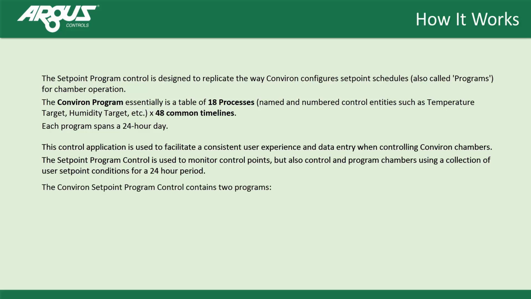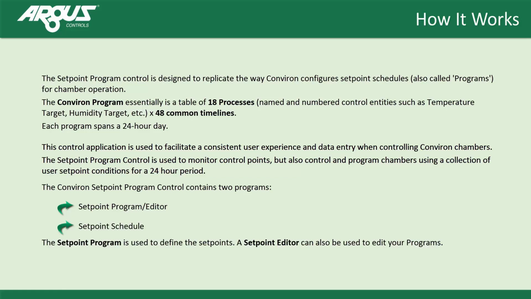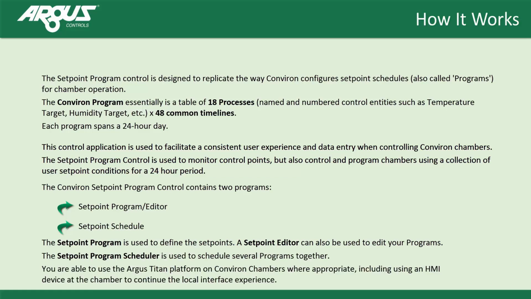The Conviron Setpoint program control contains two programs: the Setpoint program, or the Setpoint editor, and the Setpoint program scheduler. The Setpoint program is used to define the setpoints. A Setpoint editor can also be used to edit your programs if you have a lot of data. The Setpoint program scheduler is used to schedule several programs together. You're able to use the Argus Titan platform on Conviron chambers where appropriate, including using an HMI device at the chamber to continue the local interface experience.